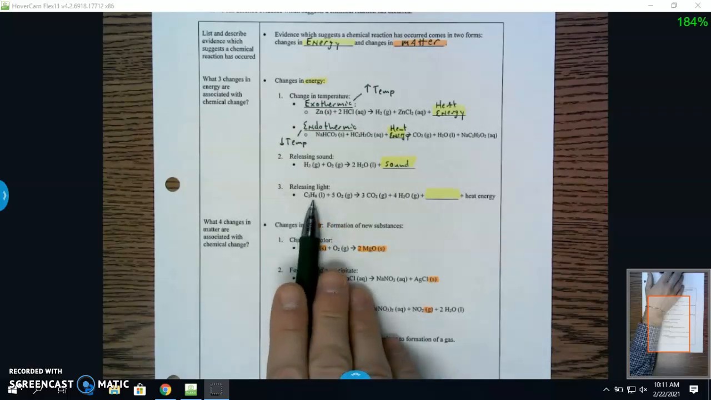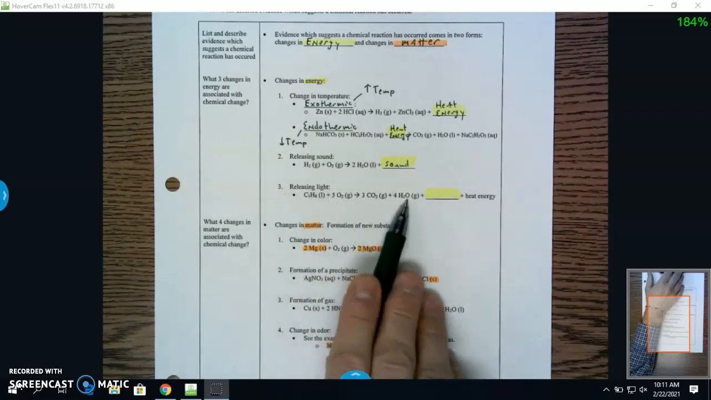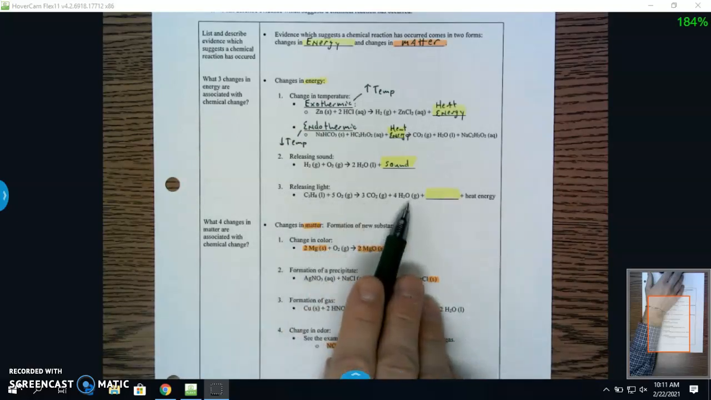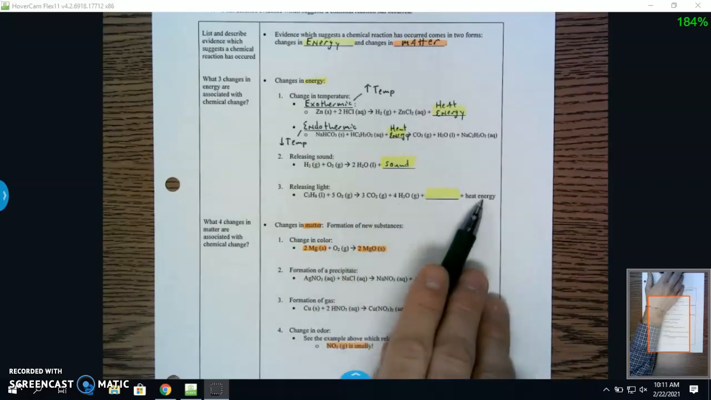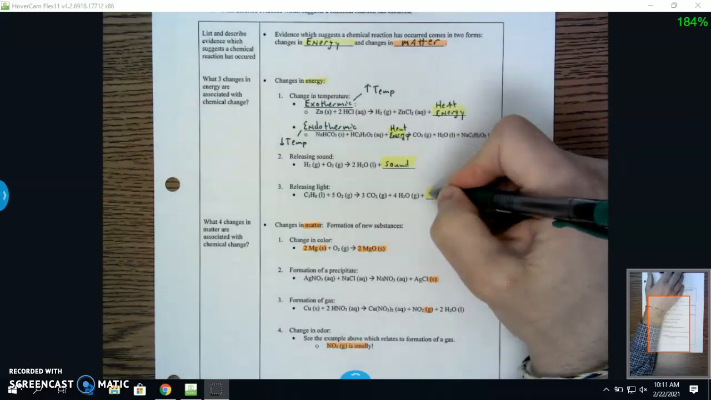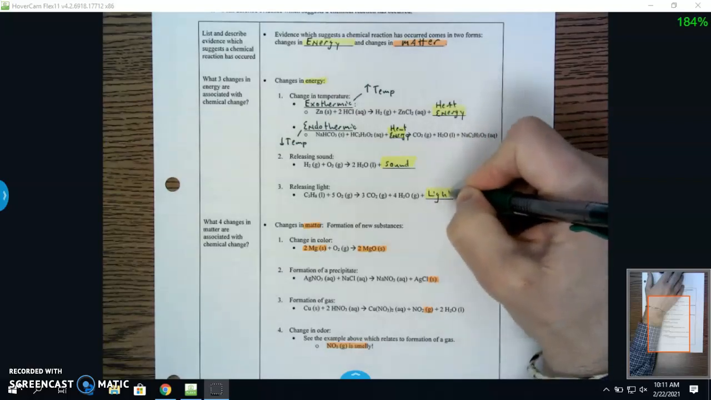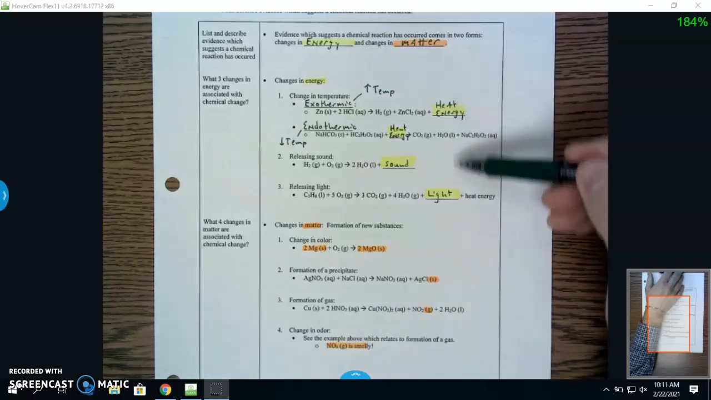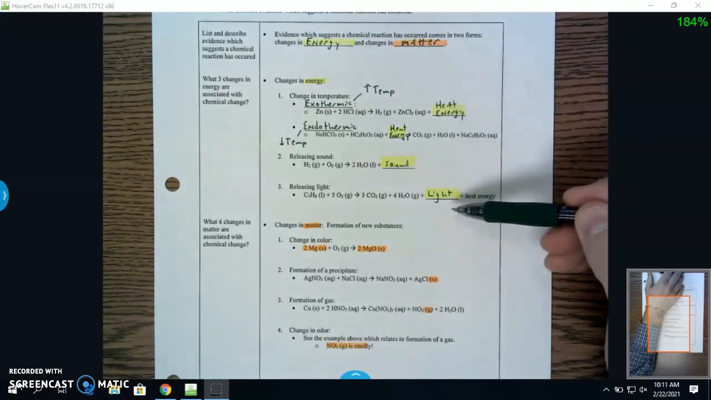So if you take a look at the reactants and the products, they tell us that this is a combustion reaction. And we know that combustion reactions are always exothermic. They always release heat energy, and they give off light. So light is also a pretty good indicator that you've got a chemical change going on. Not always, but sometimes. Okay, so again, we've got a couple classes of changes in energy that you can look for to determine if a chemical reaction is likely occurring or not.